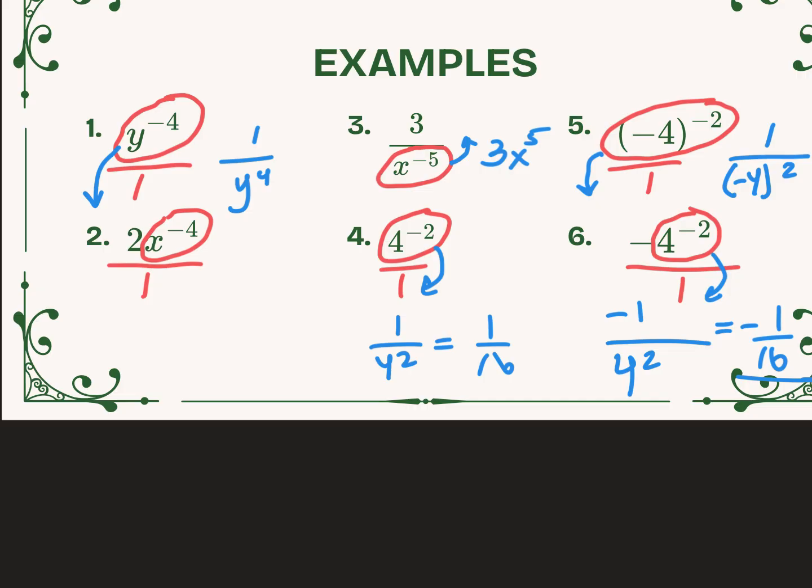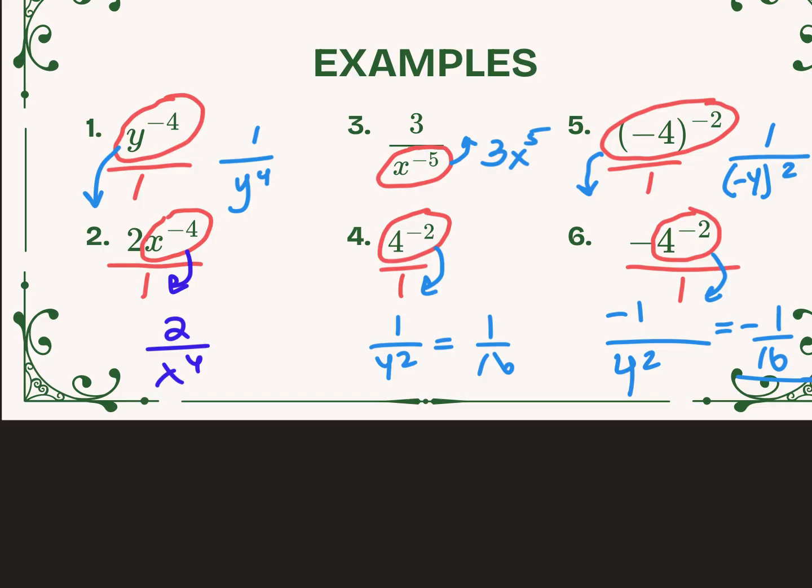So how do I rewrite this so that I have a positive x to the fourth? I'm going to move the x to the fourth down. So what does my new problem look like? 2 over x to the fourth. Good. You only move what is attached to the negative exponent.